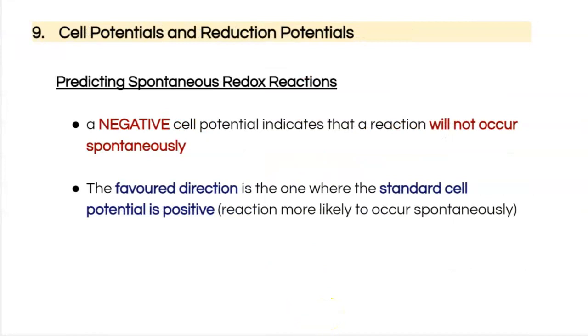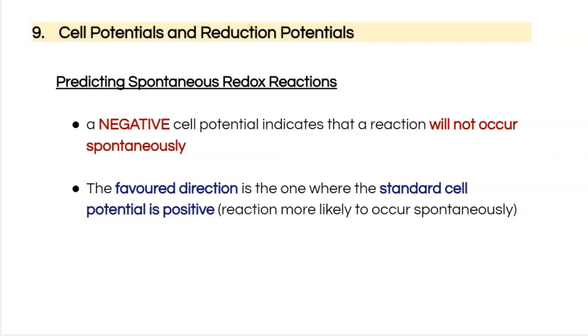When we're predicting whether a reaction can be spontaneous or not, we can quantify it. We not only can just look at positioning, but we can actually do the math and see what amount of energy is going to be required to get this cell going. So we say that a negative cell potential indicates that the reaction will not occur spontaneously. There's a deficit there. The favored direction is the one where the standard cell potential is positive. We've seen this before.